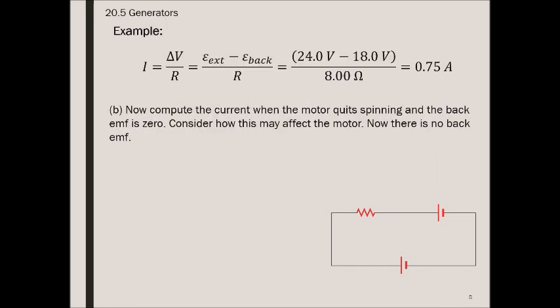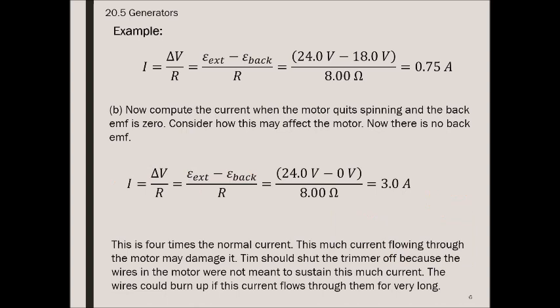Now we want to compute the current when there is no spinning, so the back EMF goes to 0. We're going to use Ohm's law again, so I is equal to just delta V for the source over the resistance. That is 24 volts divided by 8 ohms, which gives me 3.0 amps, which is a considerable amount of current. This is over 3 times what the operational current should be.